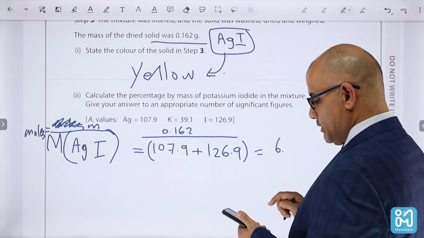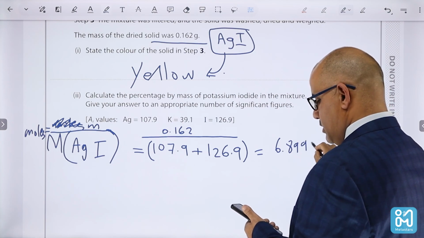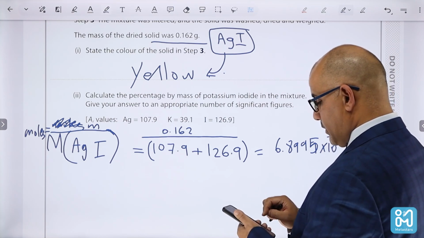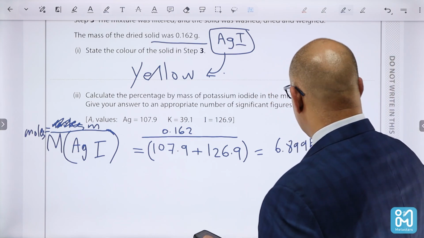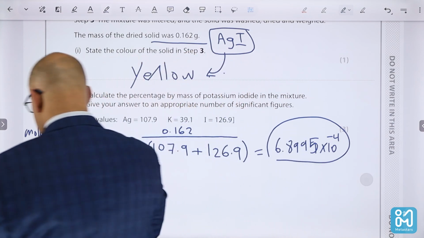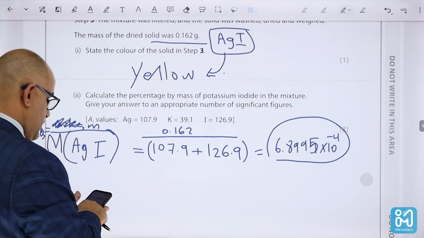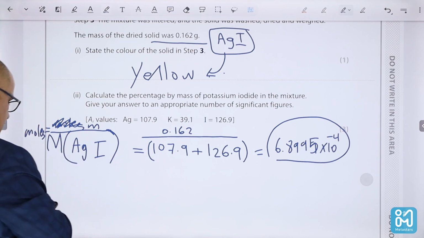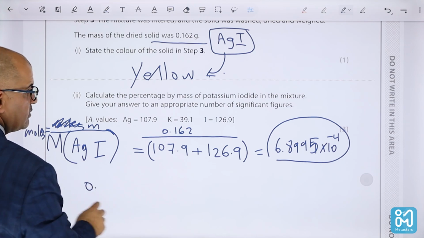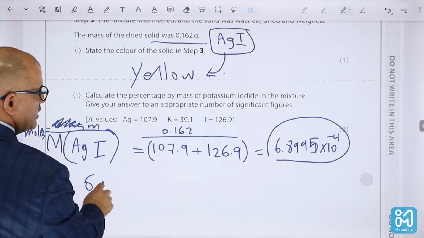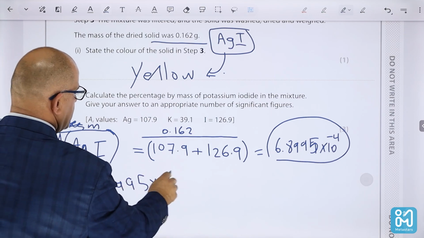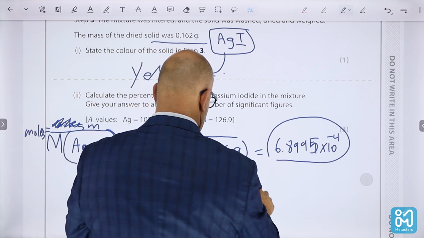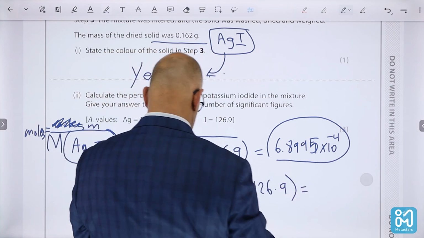This will give us an answer of 6.8995 times 10 to the power negative 4. Now this is the same as the number of moles of potassium iodide, but the molar mass of potassium iodide is a different story. Here we take the number of moles, 6.8995 times 10 to the power negative 4, times the molar mass of potassium iodide, which is 39.1 plus 126.9.